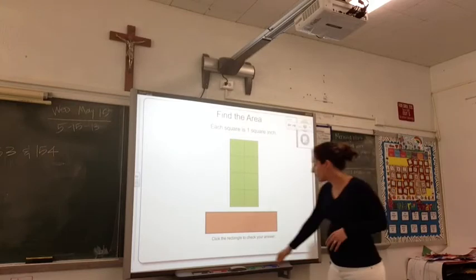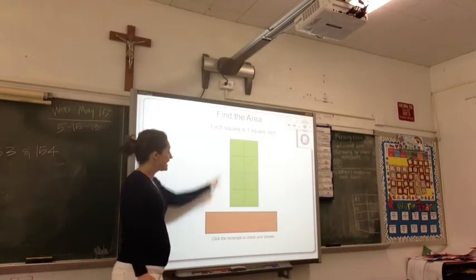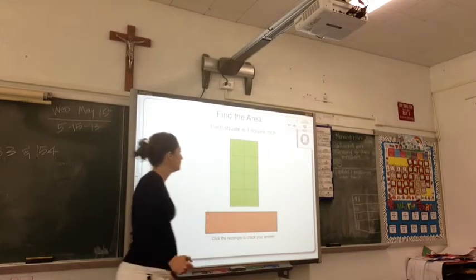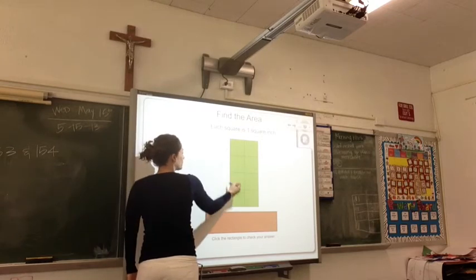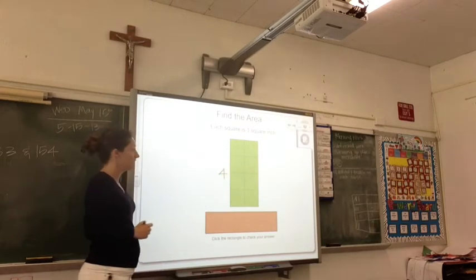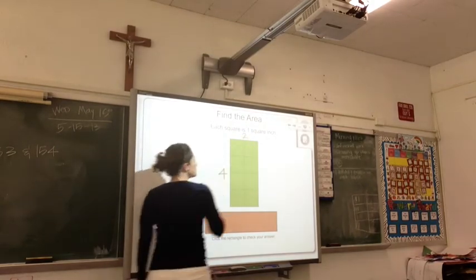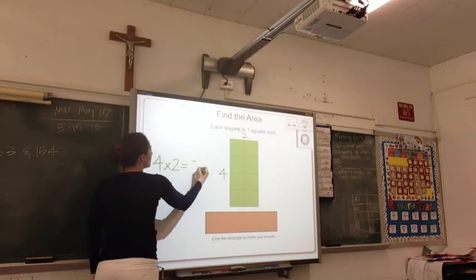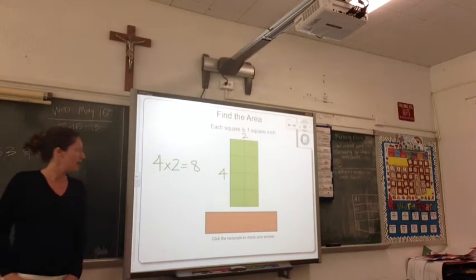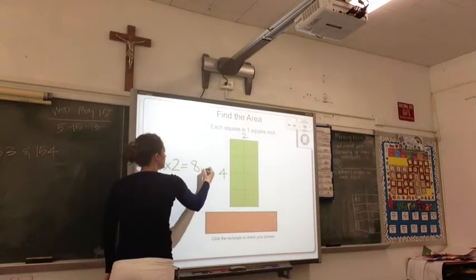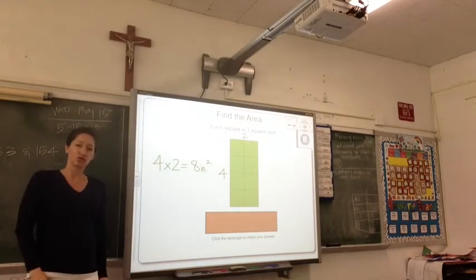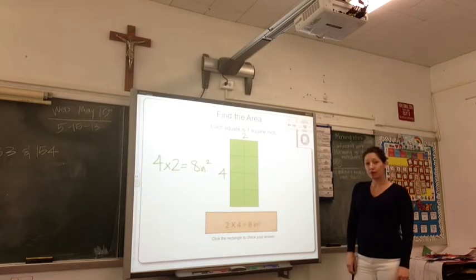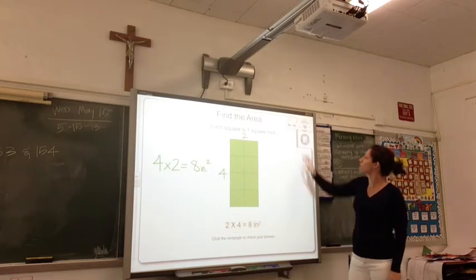Okay? Another way I could find that is if I take the length times the width. So I would take 1, 2, 3, 4. It's 4 square inches on this side, and it's 2 square inches on this side. So I would take 4 times 2, and that would also give me 8. Okay, so again, I would mark it 8 inches squared, or 8 square inches. Let's check and see if we're right. 2 times 4 equals 8 inches squared, or 8 square inches.